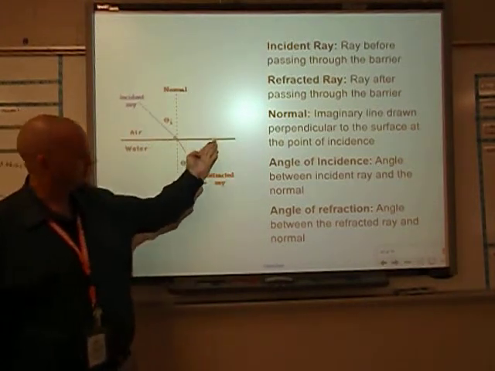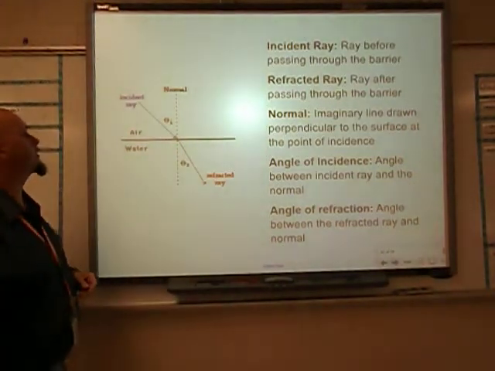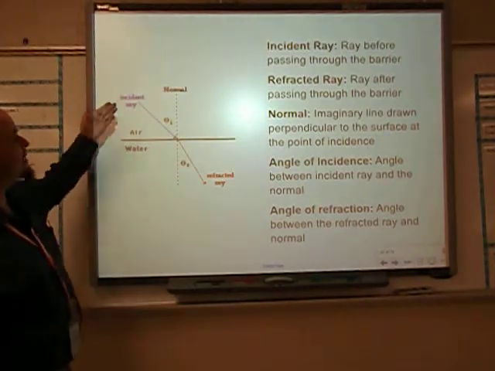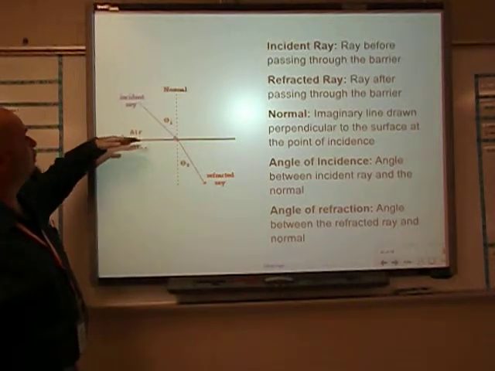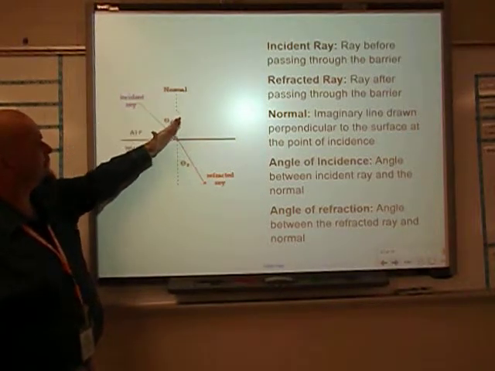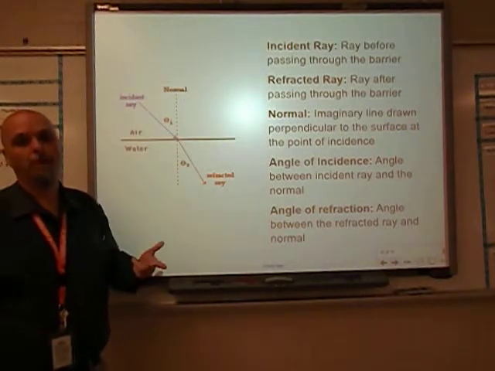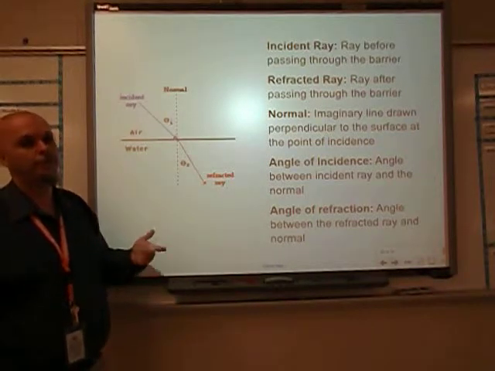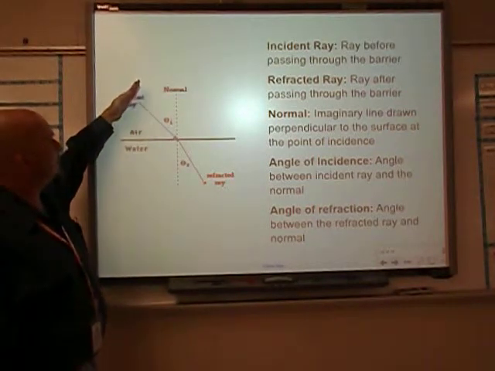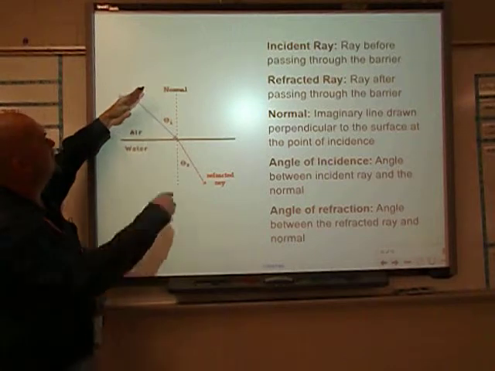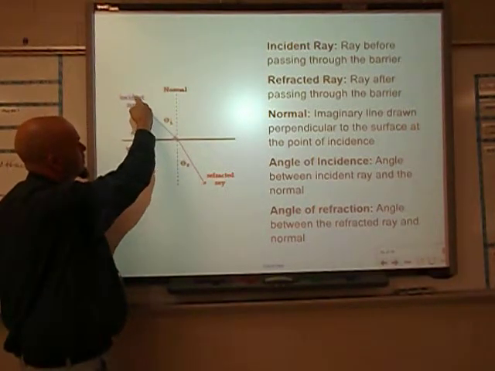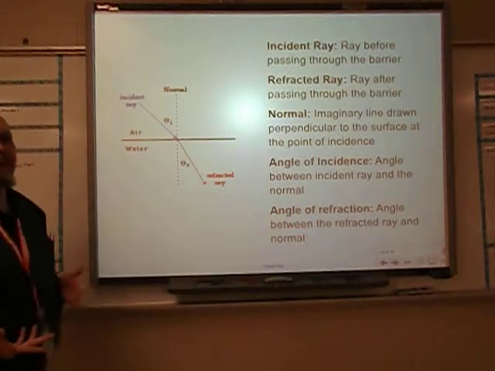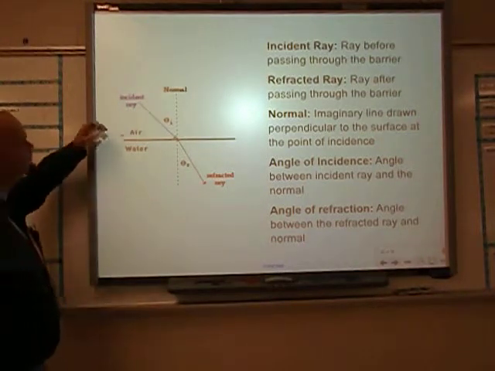The surface of the water is my barrier in this case. Again, incident ray is still the ray that is approaching that barrier. Now, like I said before, this is actually a wave front. It's a series of crests and troughs, or a series of compressions and rarefactions. It's a wave front that's moving in. And we are just picking a point on that wave front and tracking it as it moves along. This is the path that point will take. That wave will travel in a straight line.